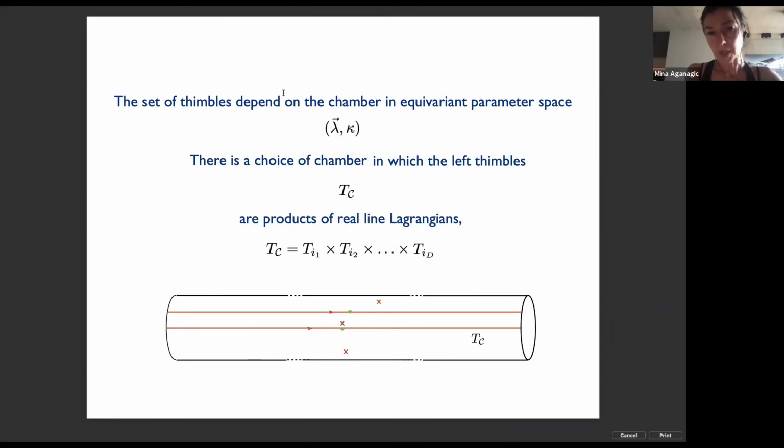The set of thimbles depends on a chamber in equivariant parameter space. There's a choice of chamber in which the left thimbles are simply products of real line Lagrangians on the Riemann surface. So they're always products of Lagrangians on the Riemann surface, but now they're products of real line Lagrangians, lines that just run around the cylinder. This should be reminding you of, say, mirror symmetry for a cylinder, where such branes are particularly nice and they would map to line bundles on the mirror of the cylinder.